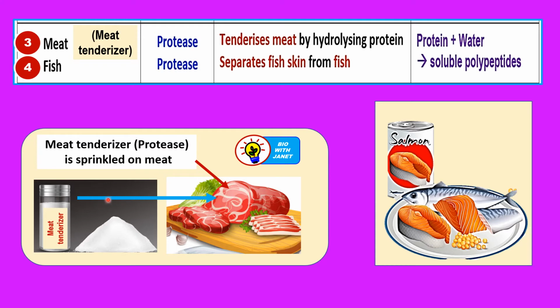Now, where to get protease? Protease can be obtained in the supermarket as a meat tenderizer. It's labeled as meat tenderizer. It comes in a small bottle, and it is a whitish powder which can be sprinkled on the meat during the process of marination of the meat.